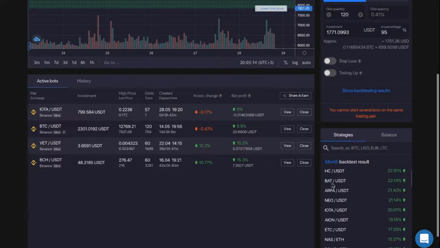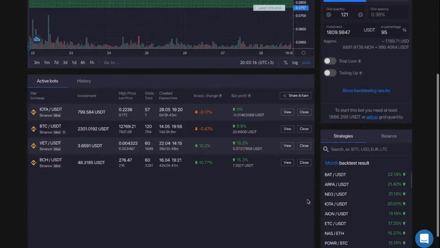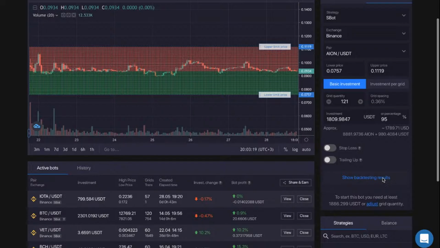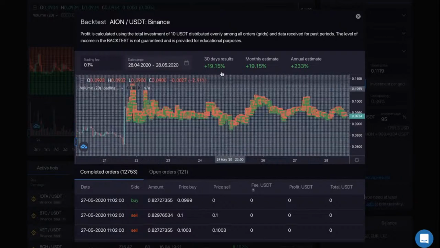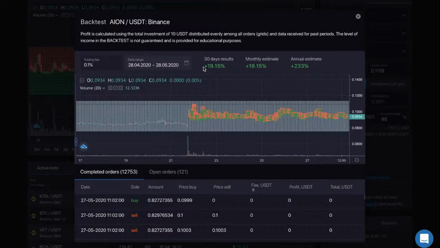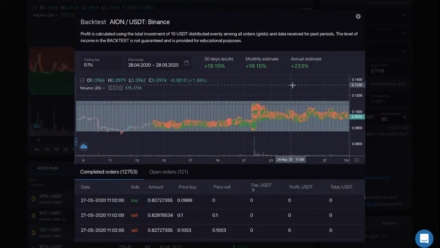Let's say ION trading to USDT. Once again, I click on show backtesting results, and starting from the 28th of April till today, the bot would make 19% in profit for me in USDT once again. So annualized, it would be plus 233%. So that's what we are working on here. We are looking for strategies that would allow you to achieve the highest return on the market.